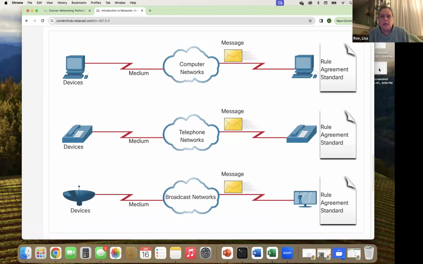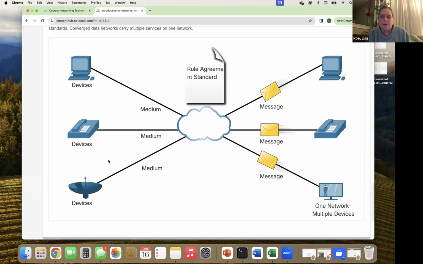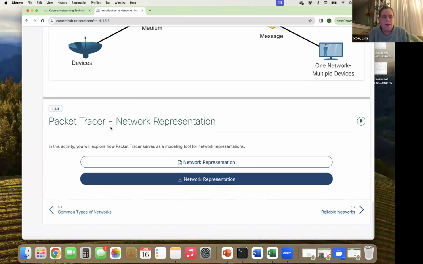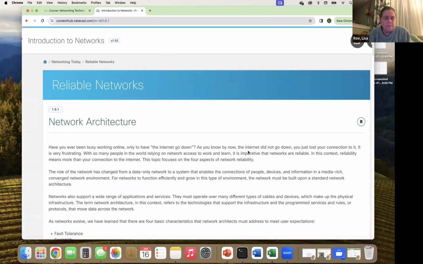Okay, so what types of devices? Here they showed that they used to be separate, but now they're converged, and one provider gives you everything that you need for a cost. So this Packet Tracer network representation, I feel like that might be the one that we're doing, but it looks like a different number.